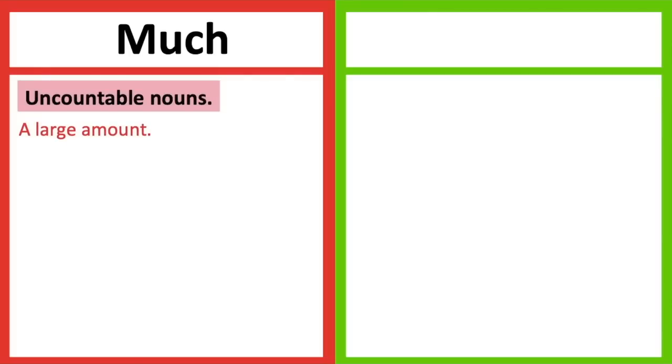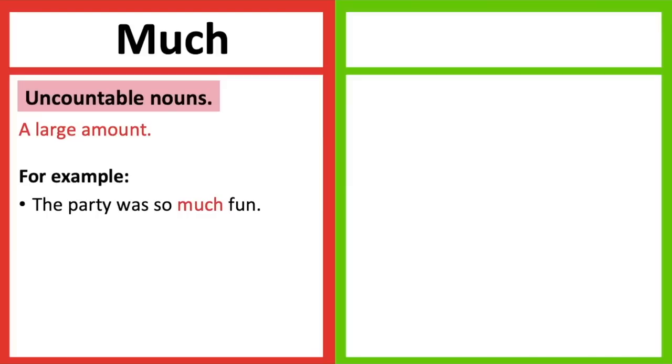Now I will go through 3 types of sentences in which we can use the word much: a positive sentence, a negative sentence, and a question. For example, the party was so much fun. The uncountable noun in this sentence is fun.